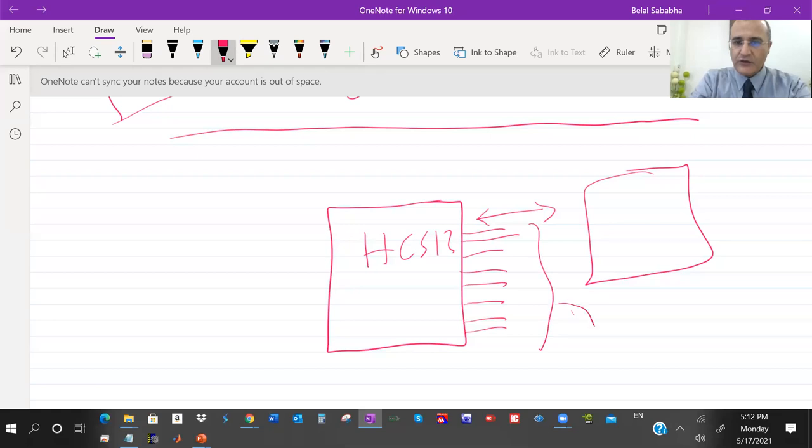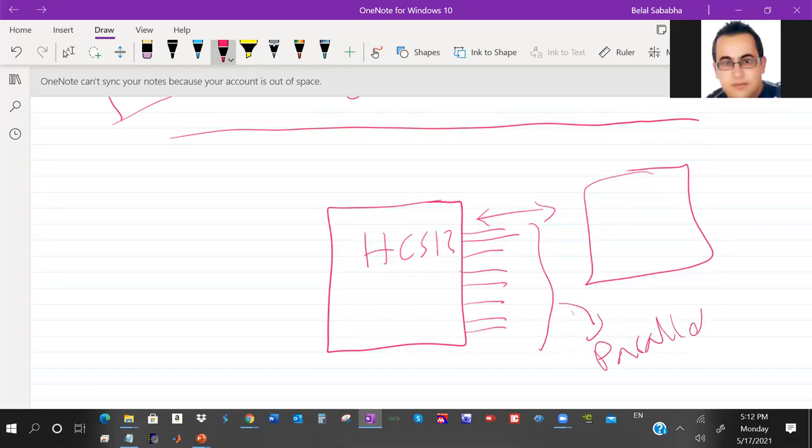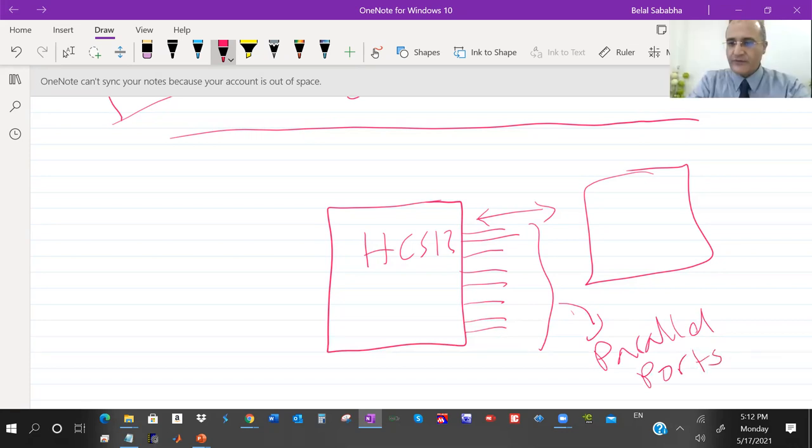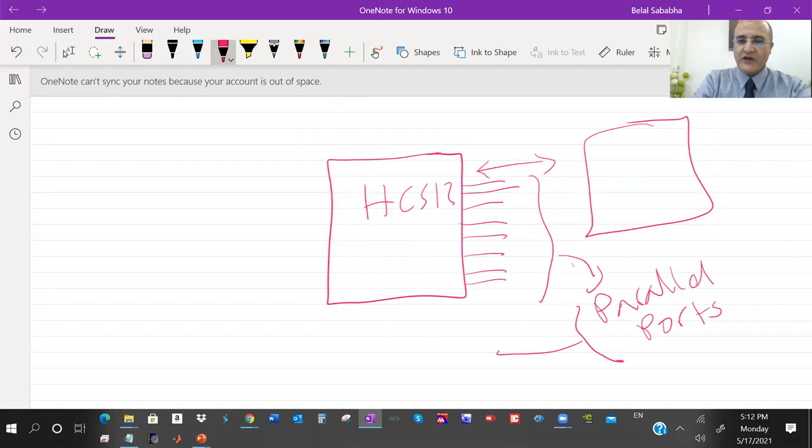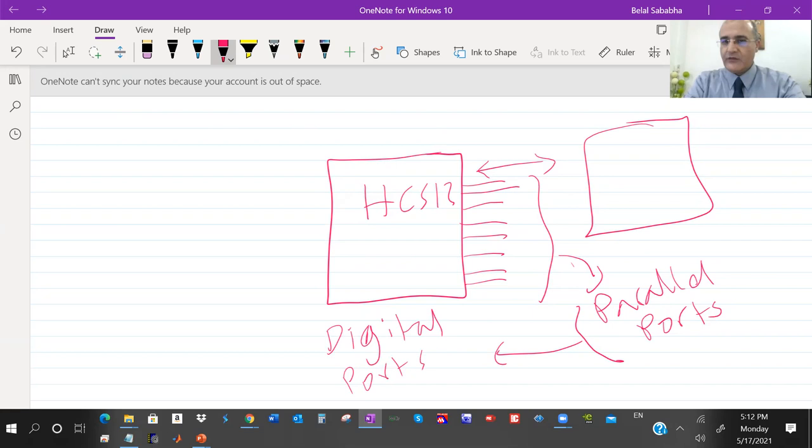We learned about parallel ports, right? And we also said that parallel ports, sometimes we refer to them as digital ports, because we can configure a port pin as an input or as an output to be able to output a zero or one, or recognize a zero or one on the pin. Coming from a high, zero representing ground and one representing VCC.